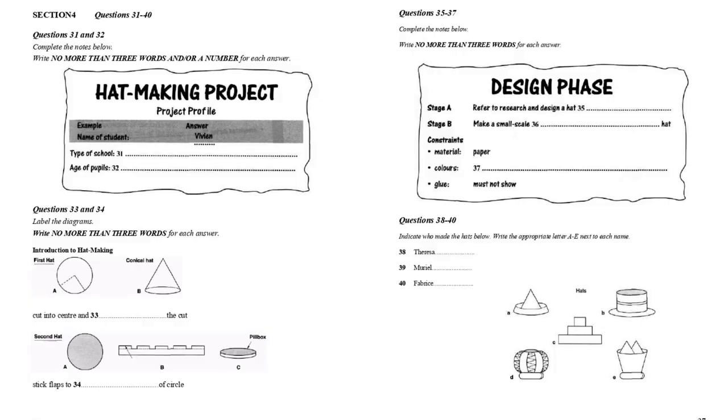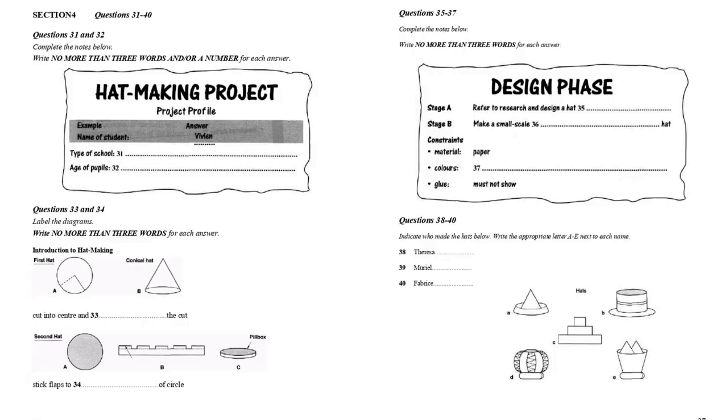The next stage of the project was the design phase, and this involved, first of all, using their pages of research to draw a design of their hat on paper. That's the easy part. They then had to translate their two-dimensional design into a form to fit their head. I encouraged them to make a small-scale, three-dimensional hat first, so that they could experiment with how to achieve the form they required. And I imposed certain constraints on them to keep things simple.